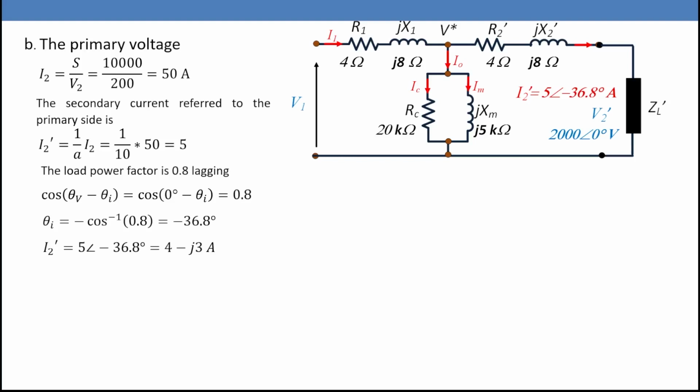We know now I2 dash, but it appears here that we have a new voltage at this point. It's called V star. If we know V star, we are going to calculate I core, we are going to calculate IM, then we can calculate I node.